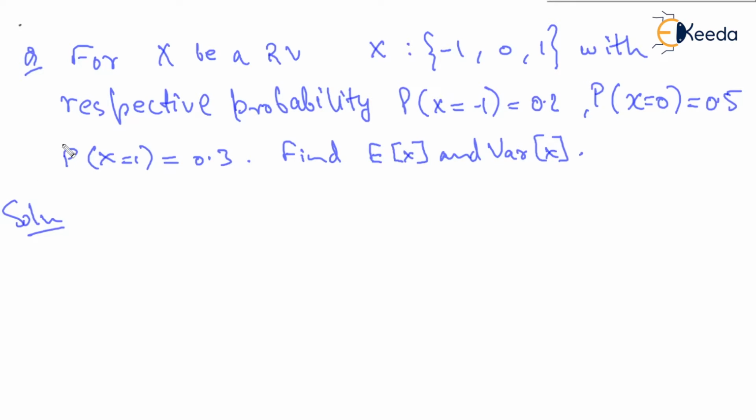So this random variable, which is obviously discrete, takes values minus 1, 0 and 1 with the respective probabilities 0.2 for minus 1, 0.5 for 0 and 0.3 for 1. We need to find the expected value and variance. Let's see the probability density table first.